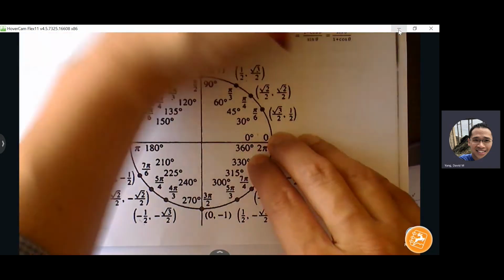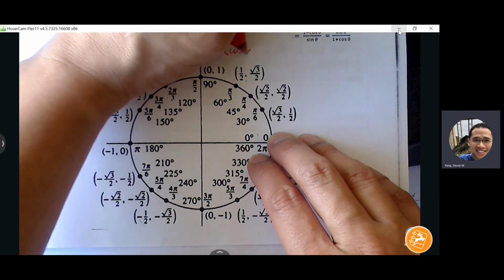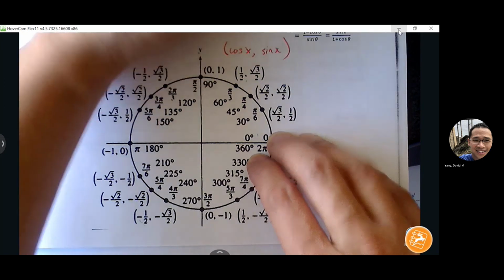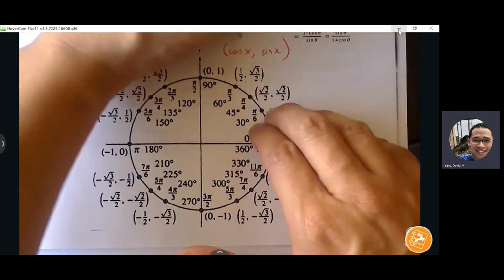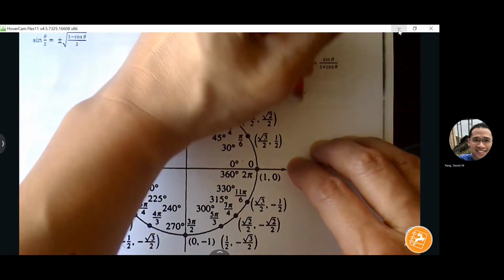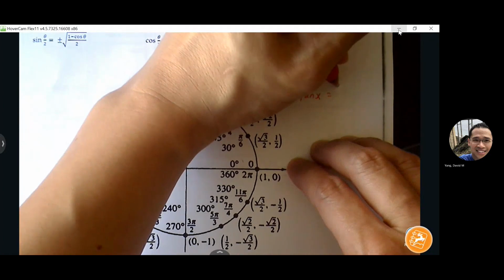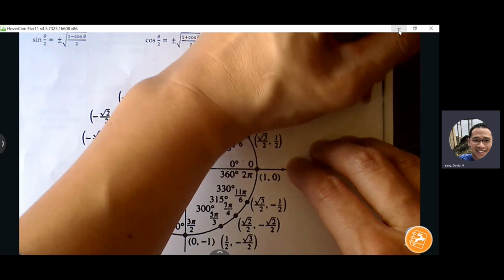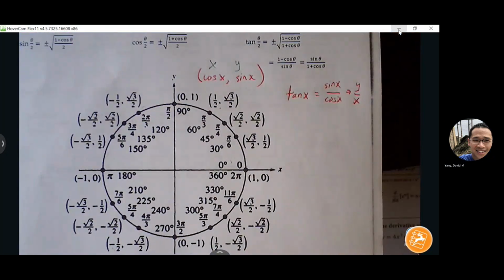Right, and keep in mind that your x value is your cosine. And then your y value is your sine. And then your tangent is sine over cosine, or in other words, y over x. Right, so tangent of pi over 6 would be 1 over root 3. Always cover up the denominator and just divide out the numerators.